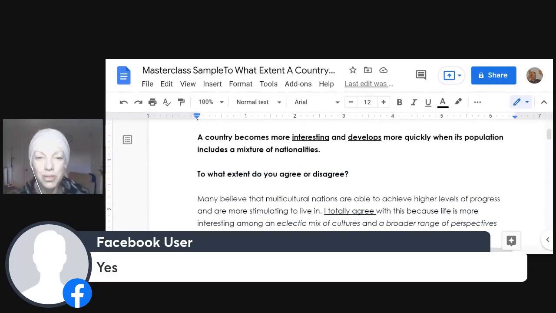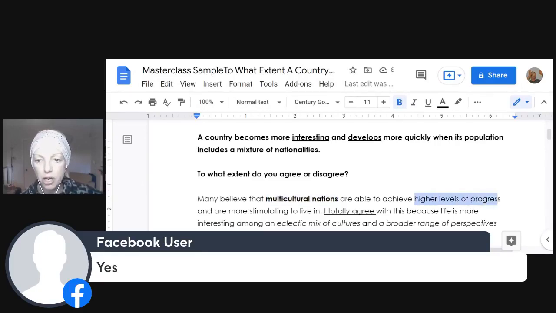A country becomes more interesting and develops more quickly when its population includes a mix of cultures. To what extent do you agree or disagree? Now, you should be reading essays like this to pick up words. This is the vocabulary question, like multicultural nations, okay?